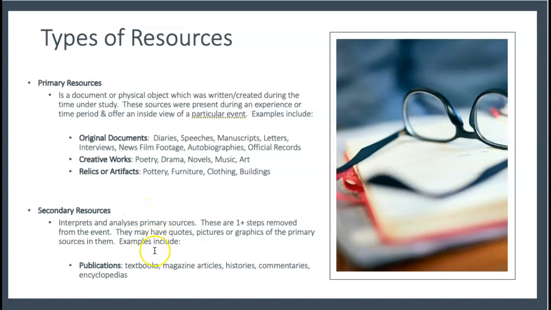And these would include things like textbooks, magazines, histories, commentaries, encyclopedias. And I'm going to do a whole session on how to use Google Scholar, because the internet is a fantastic resource for us. And in many cases, there is a wealth of material on all kinds of subjects.